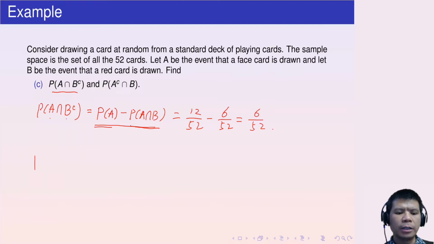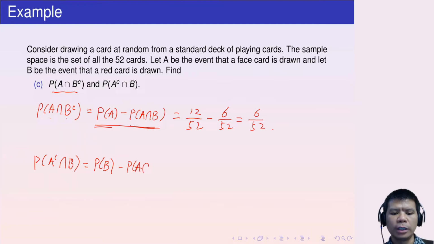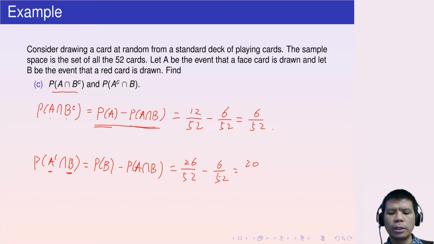Now, similarly, probability of A complement intersect B equals probability of B minus probability of A intersect B. So this is in B, but not in A, right? It's in B, not in A. So that is a red card, but not a face card. So then this is 26 out of 52 minus 6 over 52, which is 20 over 52. That's the difference rule.